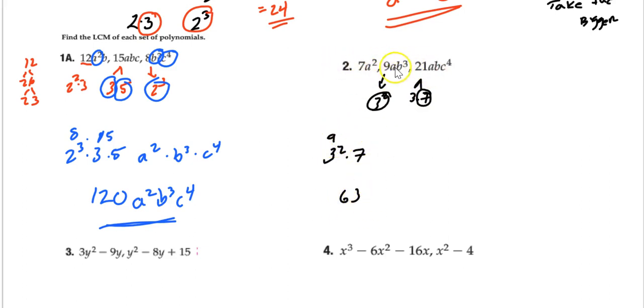With the variables, I think variables are easy. They're already factored for you. So you just take one of each. I need the a squared, the biggest one. b cubed. And I need a c to the 4th.